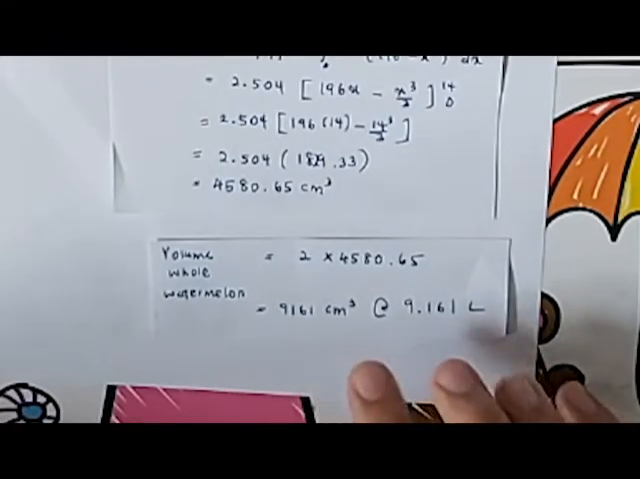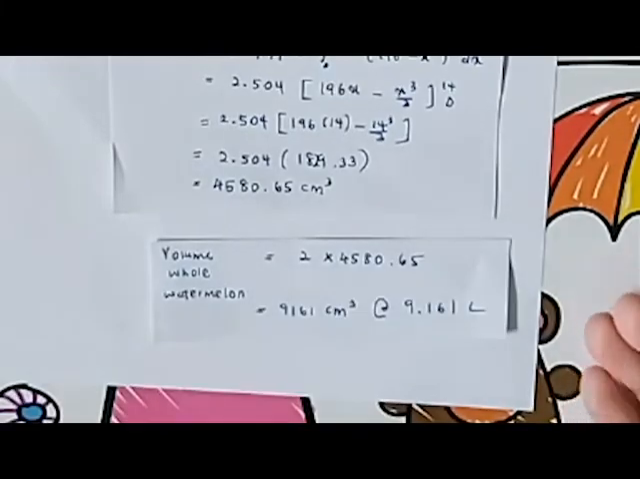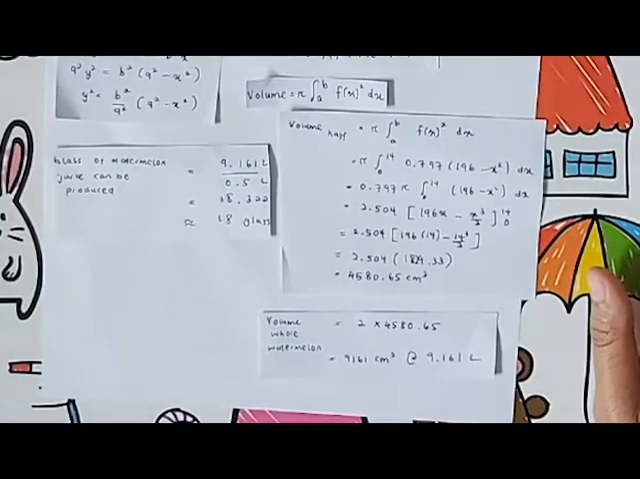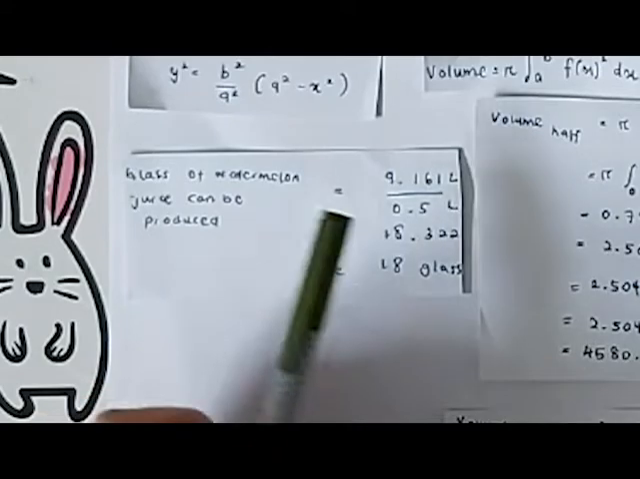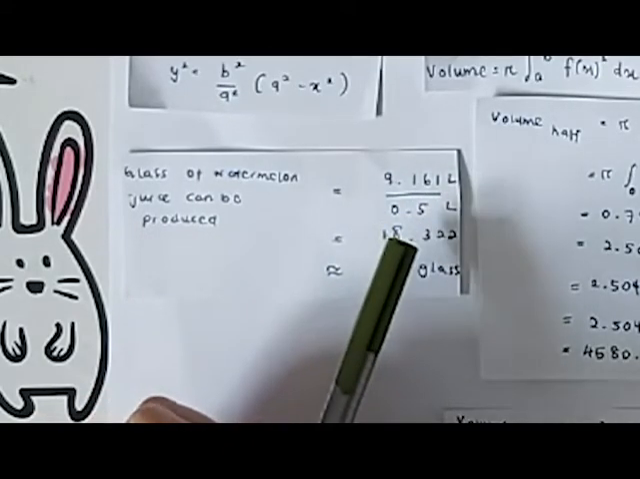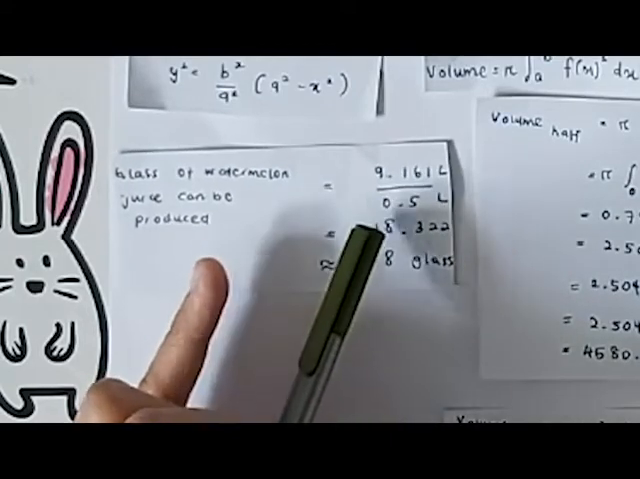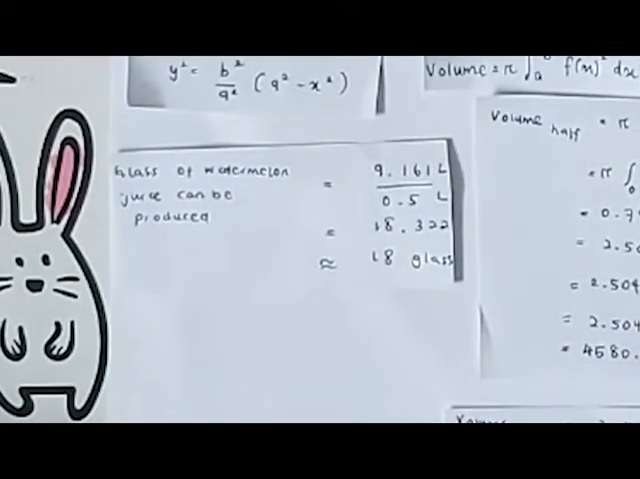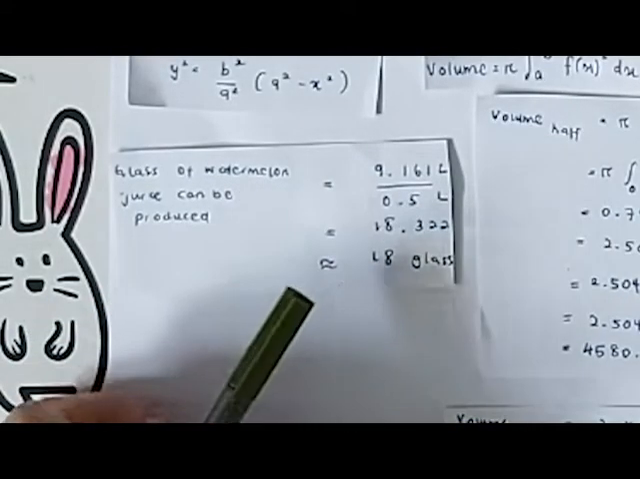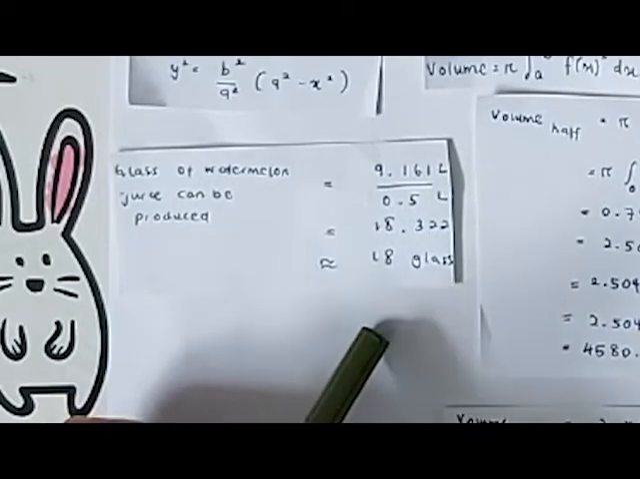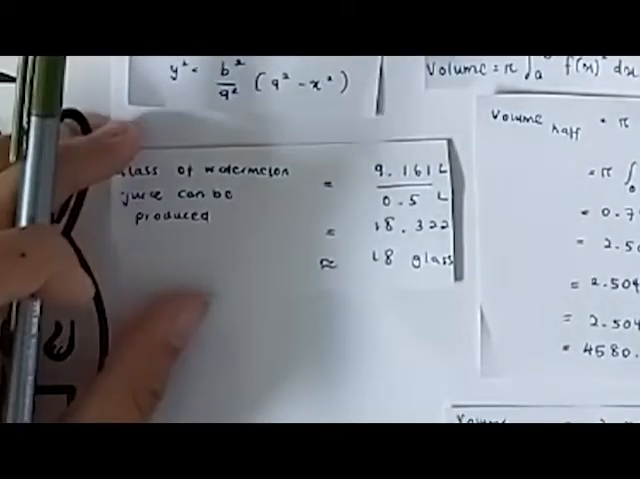or 9.161 liter. So we want it in liter, okay? So the watermelon can be produced equals 9.161 liter over 0.5 liter. Why 0.5 liter? Because 1 glass equals 500 ml. ml converted to liter becomes 0.5. So you get 18 glasses of watermelon.